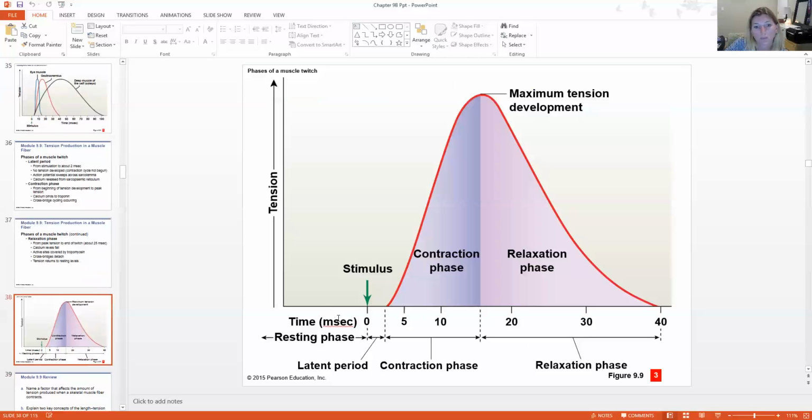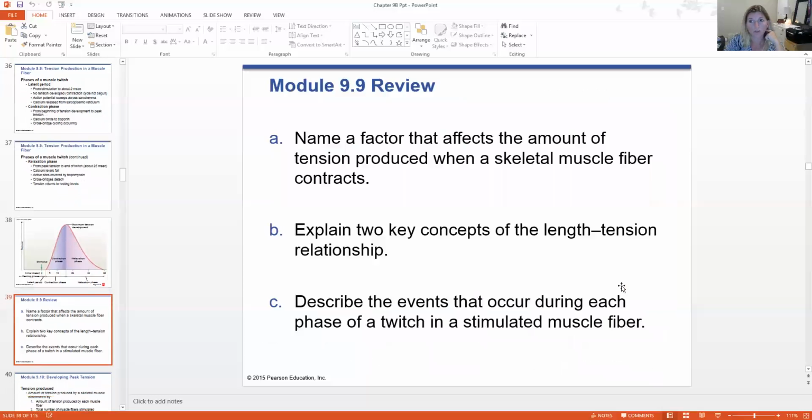And so here you see the breakdown: stimulus, a couple milliseconds happen, buildup of calcium, cross bridges forming, tension building, etc. And then you get to maximum tension, and now calcium is beginning to be taken back into the terminal cisterna, and the cross bridges are detaching. You can pause the video here, go back and review.